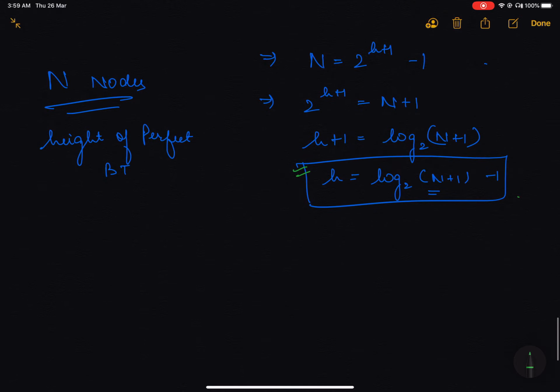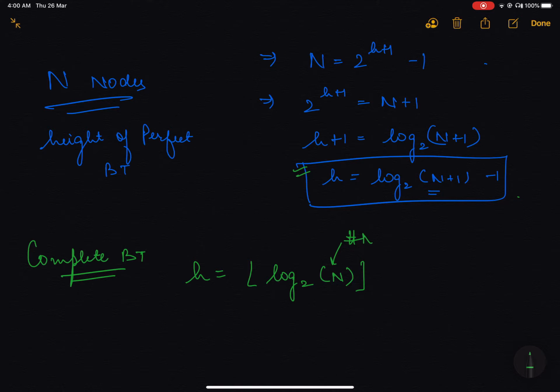We are not going to prove the general case for a complete binary tree, but for a complete binary tree, we can say height is equal to the floor of log to the base 2 of n, where n is the number of nodes of the complete binary tree. Great.